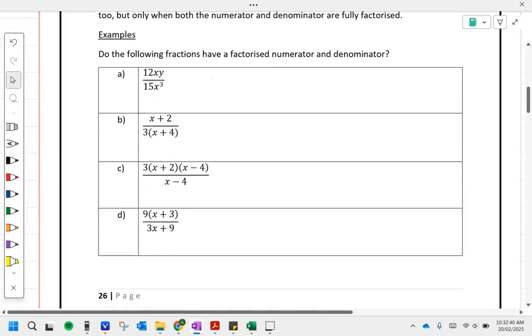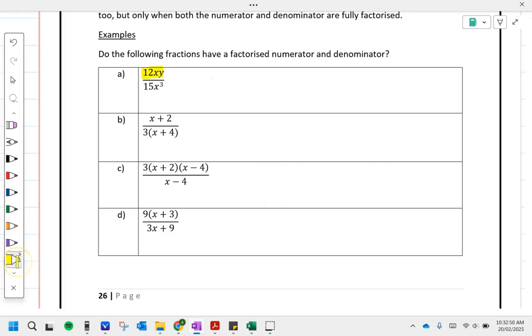So what we're going to have a look at now is just ask ourselves, is the numerator and the denominator, the top and the bottom, are they both factorized? So here we can see 12xy is 12 times x times y, so that's good. 15x cubed is 15 times x cubed, that's good. So this one, yes, both the top and bottom are factorized.